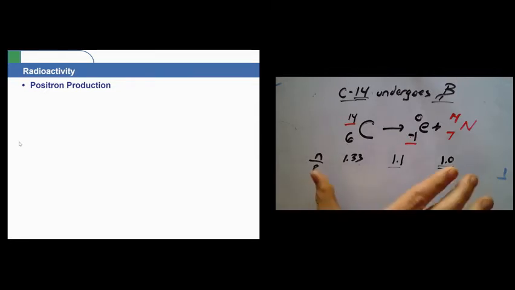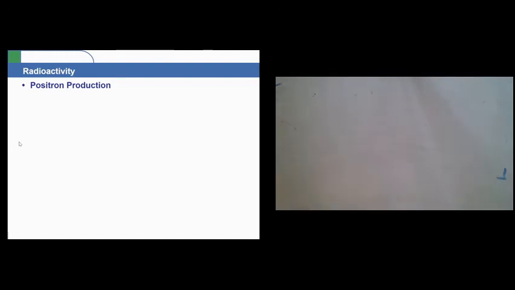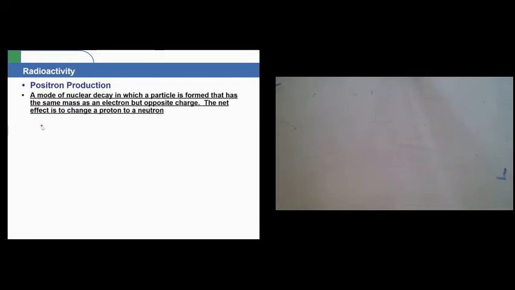Now, this occurs if you have too many neutrons. Well, what happens if you have not enough neutrons? You have too many protons. Well, in that case, two separate processes can occur, and they both end up with the same results.